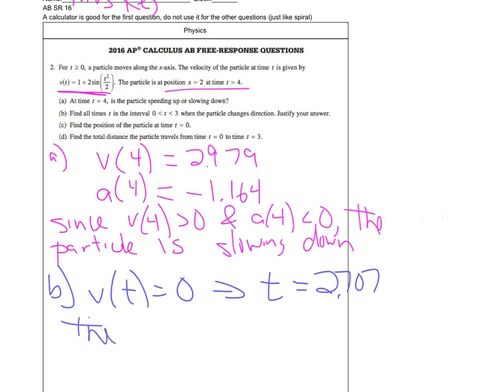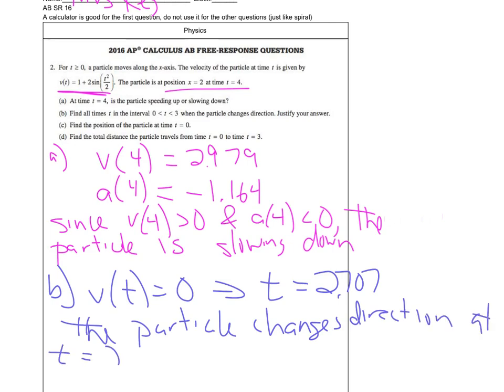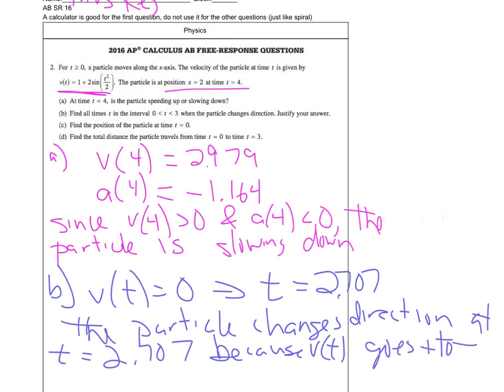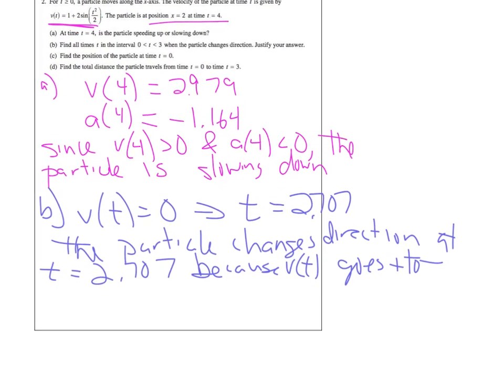And you can say the particle changes direction at t equals 2.707 because v of t, and you should check this, but you can look at the graph to verify this, goes positive to negative there. Because just because v of t is 0 doesn't mean the particle is going to change direction. You need to consider that the sign is changing there, kind of like for min-max type of stuff.